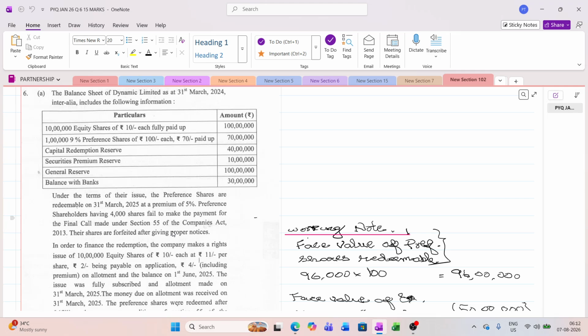You make the final call, receive the total amount, make the preference shares fully paid, and then redeem those preference shares. But in case, after giving proper notice, some shareholders did not pay the final call money, then the directors may decide to forfeit those shares. These shares are not going to be reissued because there is no time; immediately they have to redeem the shares. So they will just forfeit the shares and the balance shares will be redeemed. Clear? So we will get into the video now.